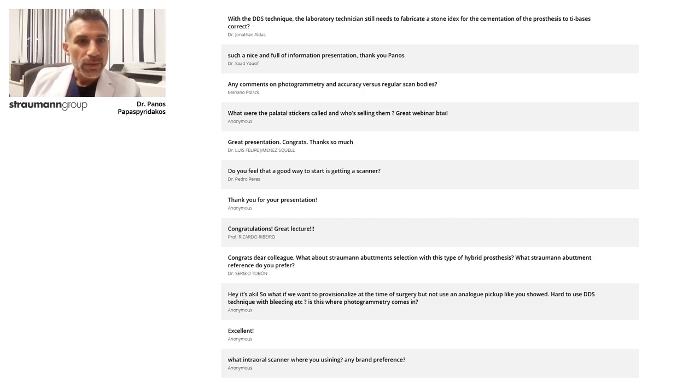What about another friend asks, what about Straumann abutment selection with this type of hybrid prosthesis? What Straumann abutment reference do you prefer? I like to build my full arch cases at the abutment level, on the multi-unit, or SRA as Straumann calls it. So I connect my zirconia prosthesis with the vario-base SRA abutment.